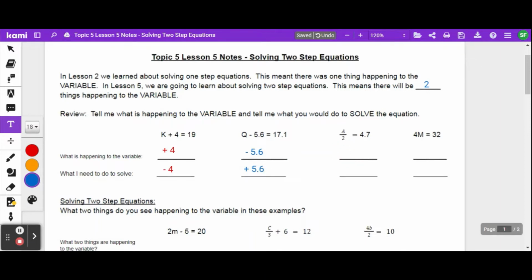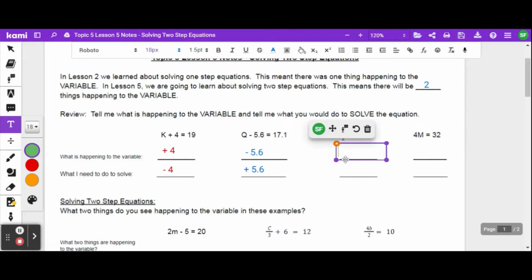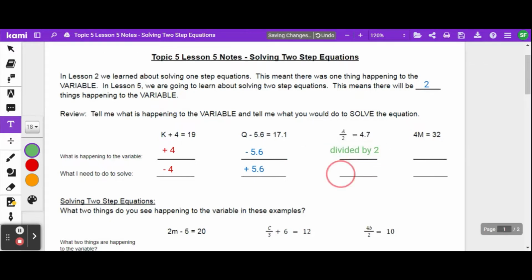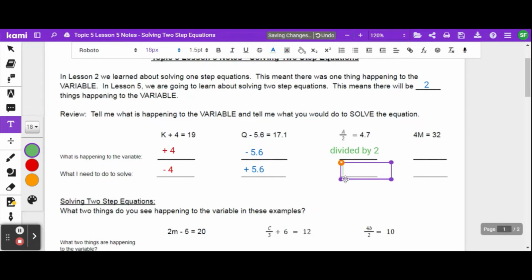The third one, a over 2. Remember, when we see anything that's written like this, where there's a variable over another number, that means to divide. So I can see that the a is being divided by 2. And in order for me to solve that, I would need to do the inverse of dividing by 2, which would be to multiply by 2 on both sides of the equation to find the value of a.